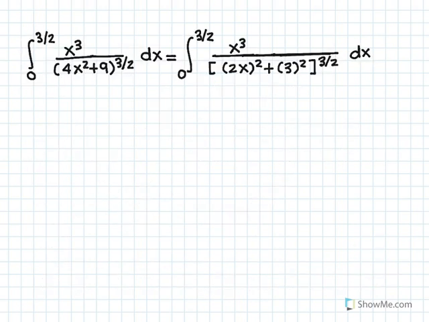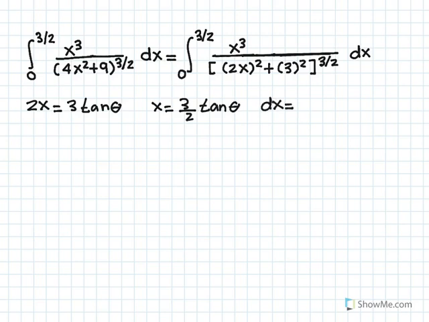Alright, so what we have is the integral from 0 to 3/2 of x cubed divided by 4x squared plus 9 to the power of 3/2, with respect to x, is equal to the integral from 0 to 3/2 of x cubed divided by (2x squared plus 3 squared) all to the power of 3/2, integrated with respect to x. The transformation that we're applying is 2x is equal to 3 tan theta. Solve for x. x is equal to 3/2 tan theta, dividing by 2 both sides. And differentiate, we get dx is equal to 3/2 secant squared theta d theta.